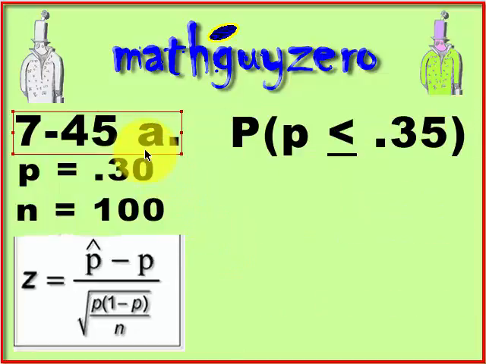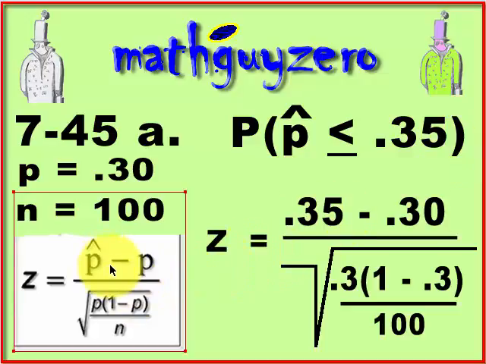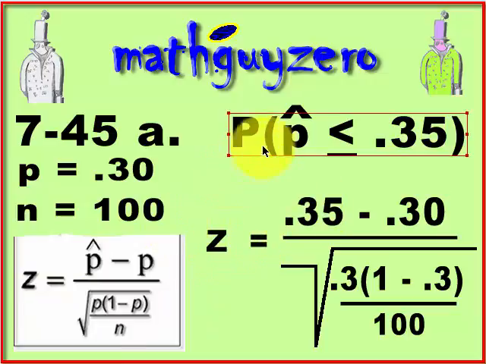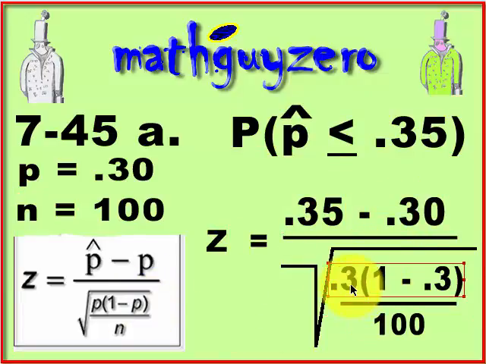So the first one, problem A, they want to know the probability that a sample proportion, p hat, will be less than 0.35. So we're just going to plug and chug the values into our z-score for proportions. 0.35 is the proportion we're testing minus the population proportion of 0.3. And here's the bottom: 0.3 is the population proportion, 1 minus 0.3, divided by 100.